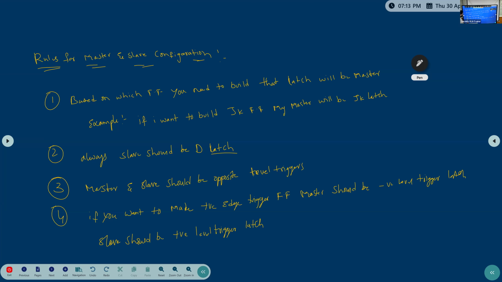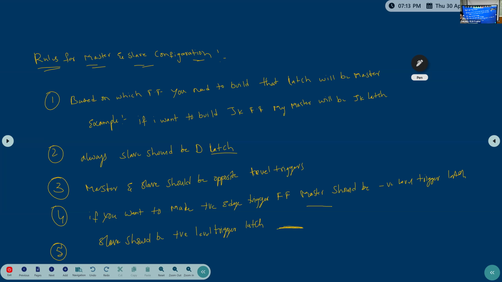So fifth point, if you want to make a negative edge triggered flip-flop, the master should be positive level trigger, and the slave should be negative level trigger. Simple. How you need to remember this: master is negative, slave is positive.